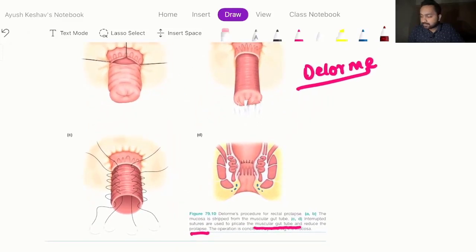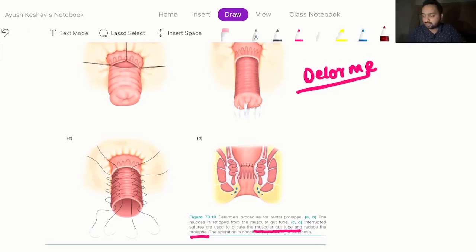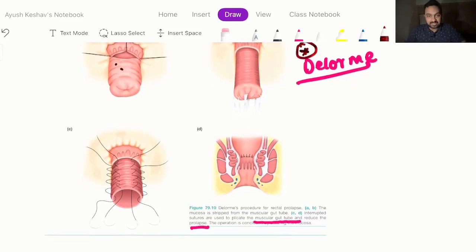So if you look at this image, this is the Delorme procedure. You can see over here the mucosa is stripped off the muscular gut tube, and then interrupted sutures are used to plicate the muscular gut tube. So this is the Delorme procedure, and there is a high probability that it can be asked in your next exam.